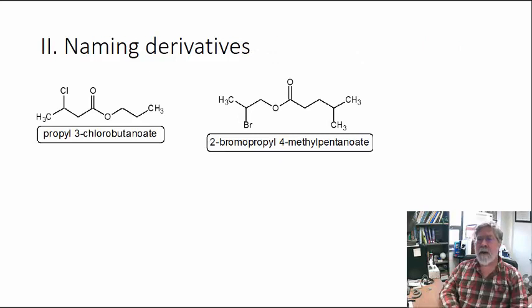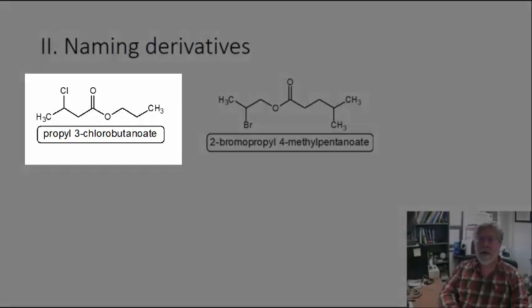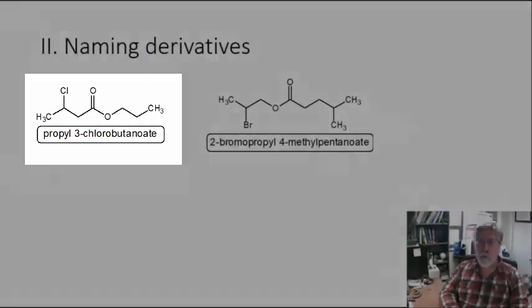So if you look at the parent acid, if you didn't get this one, think about what you did wrong. It is a 4-carbon acid, so that was butanoic acid. That becomes butanoate. Now, the butanoic acid has a chlorine substituent on carbon 3, so 3-chlorobutanoate. The alkyl group attached, of course, contains 3 carbons. It's attached from the terminal carbon, so that would be propyl.